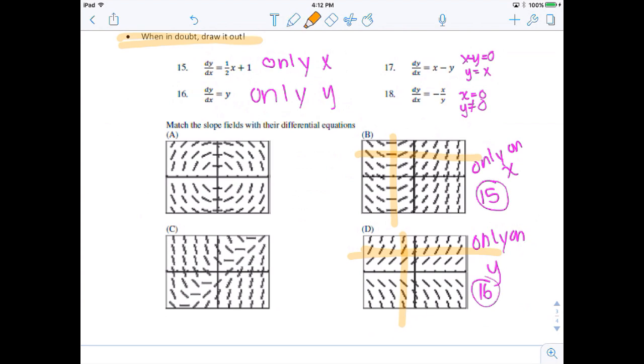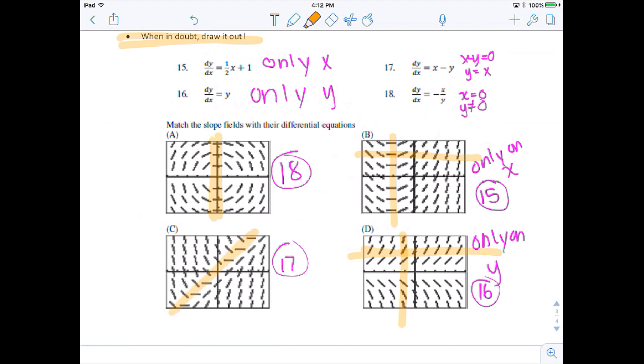So x equals 0, that would be anywhere along my y-axis, except where y is 0. So I can already tell you that this matches with 18. And that leaves 17 with this one, but that should make sense because its nullcline is along y equals x.